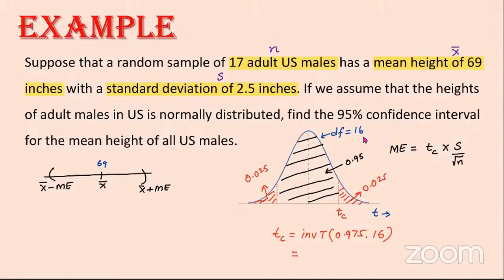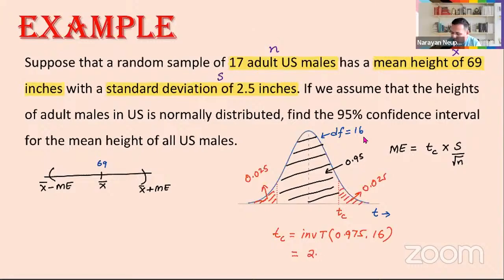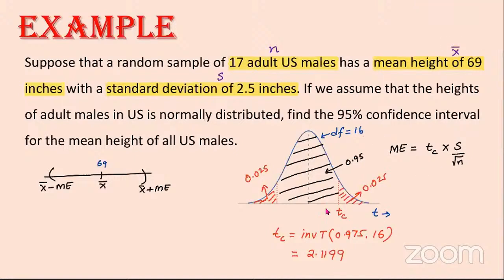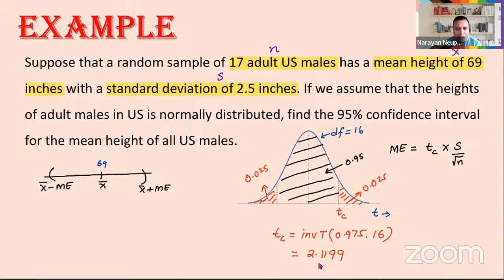I got 2.1199. I guess that would be rounded up to 2.120, maybe. We can go to 4 decimal places. So 2.1199, that's perfect. Okay, that's appropriate. So that is the T critical. T critical is 2.1199. Very good.